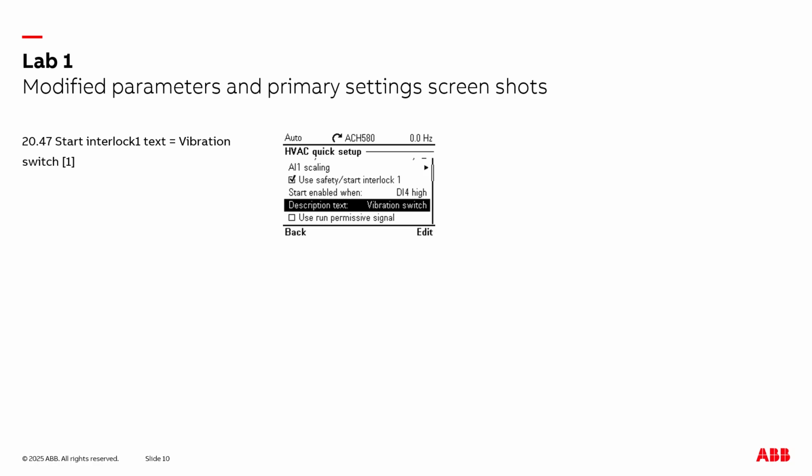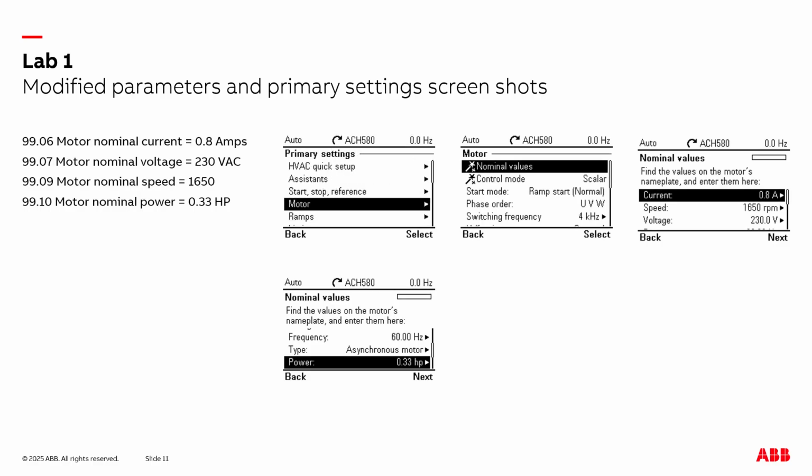At the end of each lab, I'm going to show you the new modified parameters that would show up in the modified parameter list of the drive. For example, 20.47 start interlock 1 text now will show up in the modified parameter list of the drive. Also for reference, here's some screenshots of where I made some of the changes in the previous video for these specific settings. For reference, here's the motor data that will show up also in the modified parameter list.